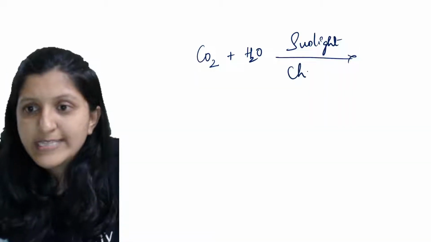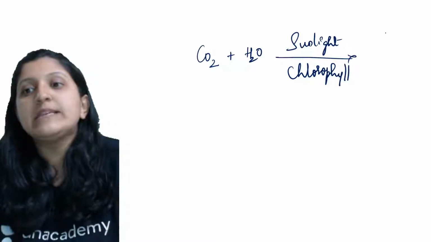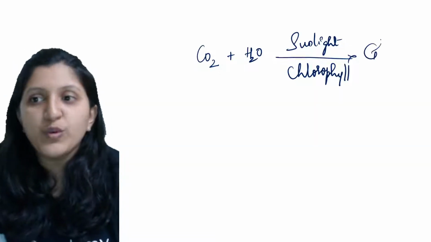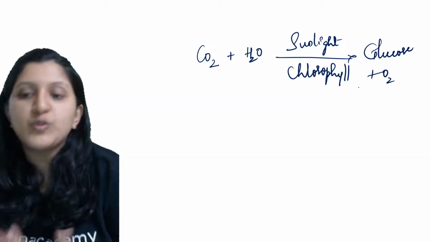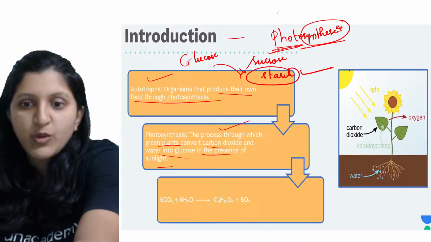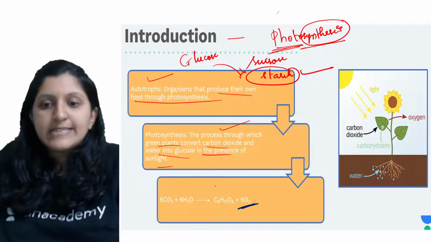Okay, so there is chlorophyll. In the presence of chlorophyll, there is a synthesis of glucose, oxygen is released, and there is also a water release. So you can just have a look at this. There is an oxygen release, and there is a glucose release.